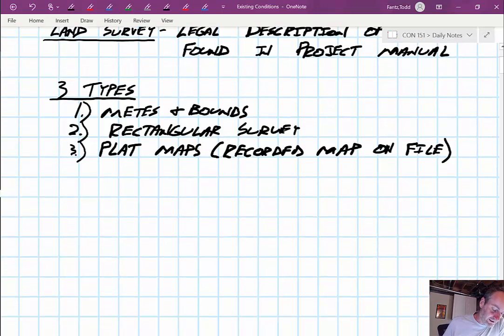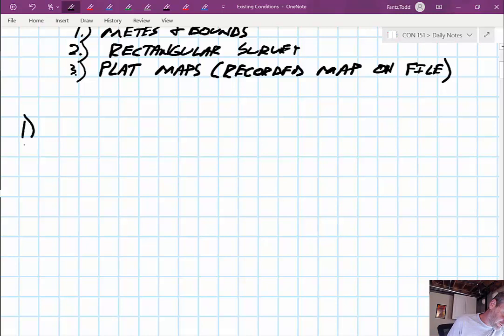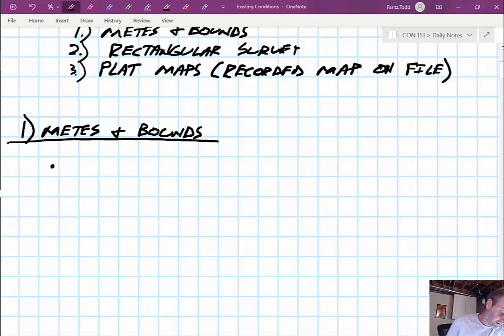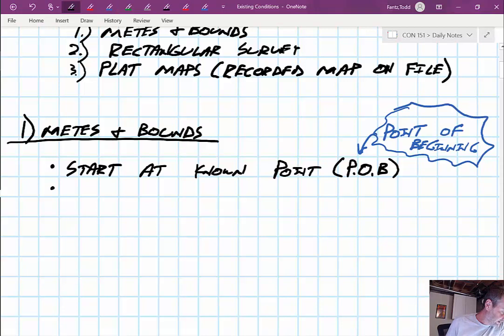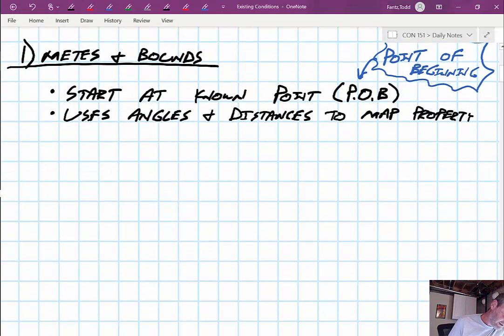So let's take a look at each one of these individually, starting with the first one, metes and bounds. The way metes and bounds work is you're going to map out your property, starting at some location that is already known, or some known point. This known point where we're starting is called a POB, which stands for the point of beginning, since that's where we're beginning our plot. After we have that beginning point, we're going to map out our property by using a series of angles and distances. So looking at a quick, very simple example.